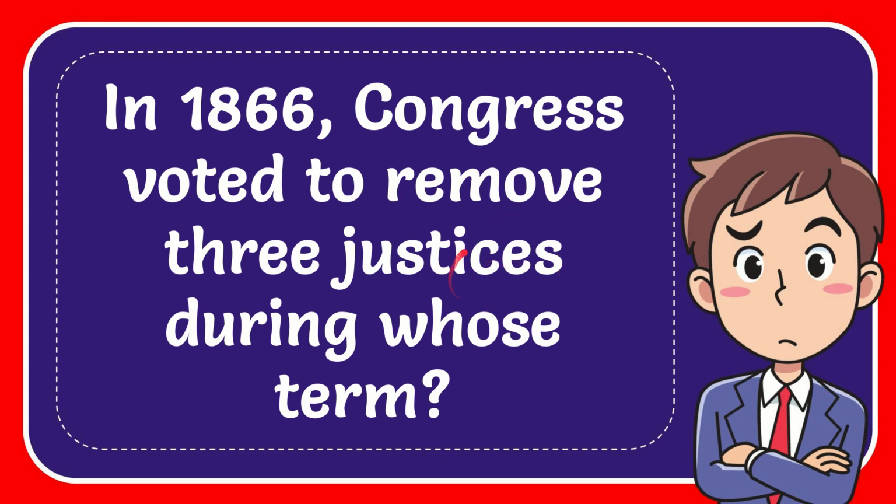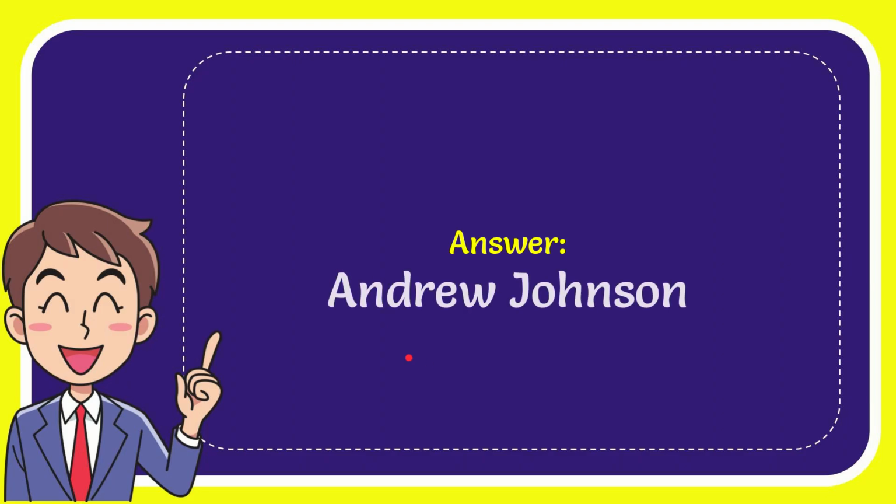In this video, I'm going to give you the answer to this question, and the question is, in 1866, Congress voted to remove three justices during whose term? Well, now I'll give you the answer to this question, and the answer for the question is Andrew Johnson. Well, that is the answer for the question.